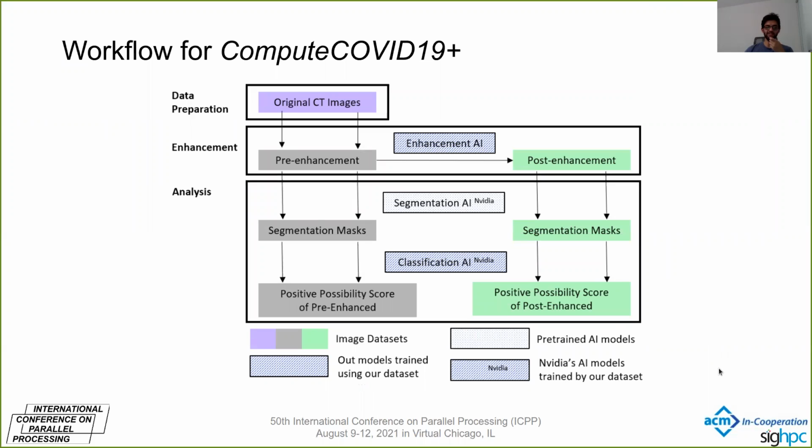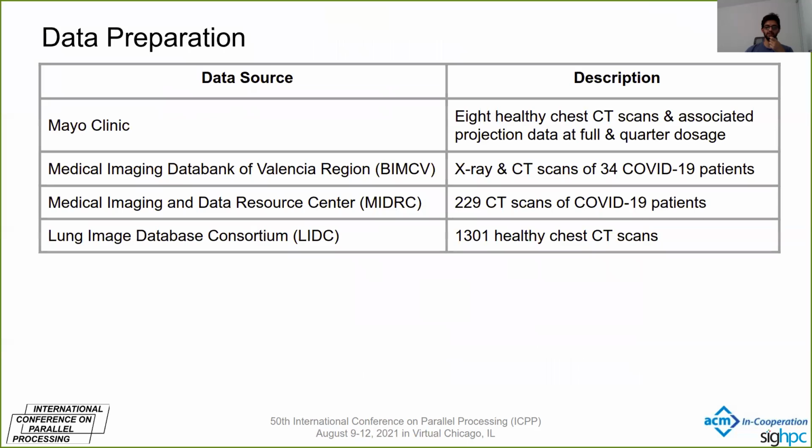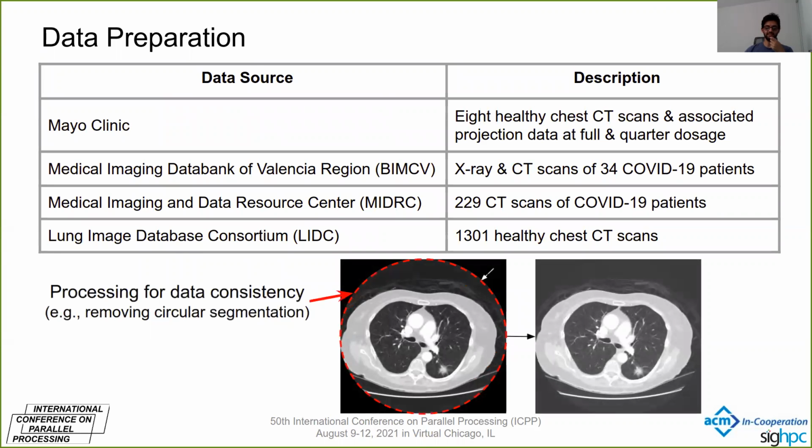The workflow we used for evaluating the efficacy of the ComputeCOVID19 Plus framework is shown in the slide. The first step in the workflow is data preparation. For training and testing AI tools in the ComputeCOVID19 Plus framework, we acquired CT images from multiple data sources. Since CT images were acquired from multiple data sources, there were a lot of inconsistencies in the data that had to be addressed. For example, some of the CT images in the dataset contained a circular segmentation, which was removed during computer simulation.